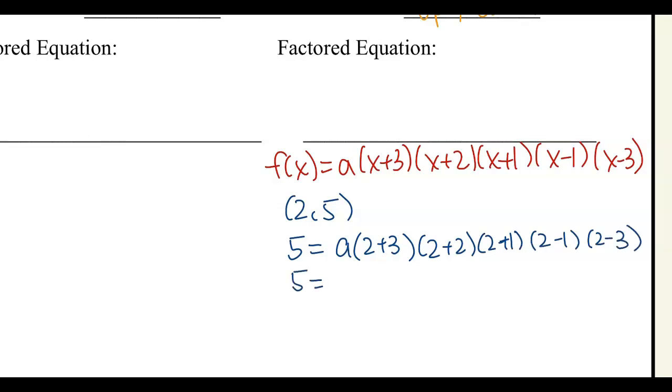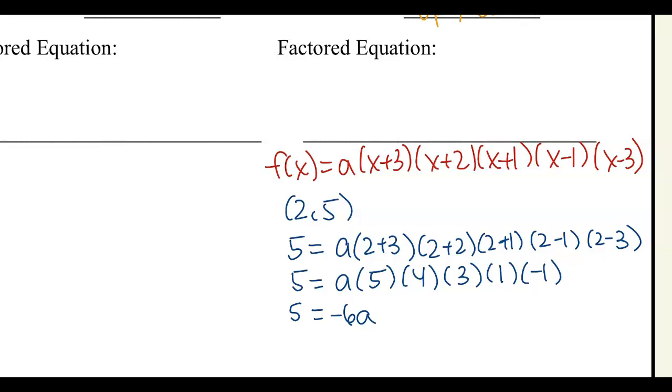So 5 will equal, we're going to have a times 5, 4, 3, 1. Please don't put 2 because you're used to counting down. And negative 1. Have I missed anything? 1, 2, 3, 4, 5? Should be all of them. 5 times 4 is 20. What's 20 times 3? 60 times 1 is 60, and 60 times negative 1 is negative 60. So 5 equals negative 60a.